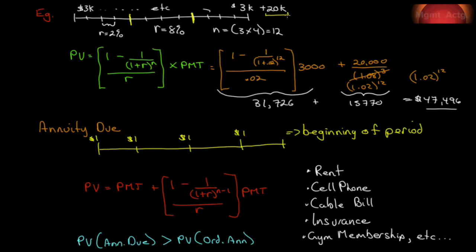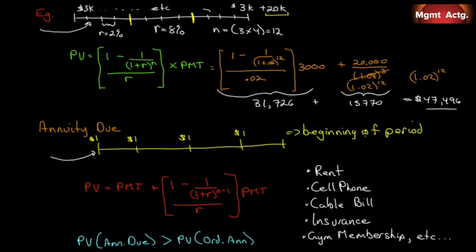Well, let's change it from an annuity to an annuity due. Now, remember what I said about the first law of cash flow. Money sooner is worth more. Notice that the annuity has the payment at the end of the period. So your first payment occurs at the end of the period. With an annuity due, the payment occurs at the beginning of the period.